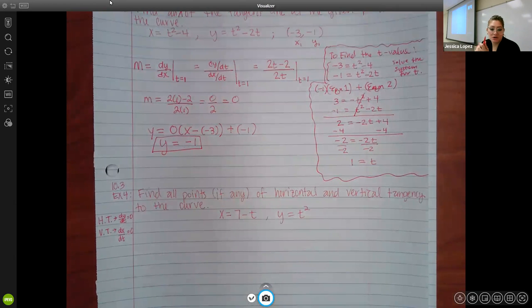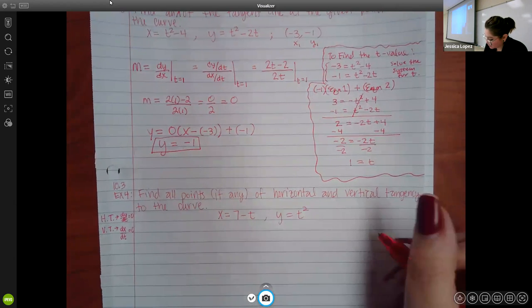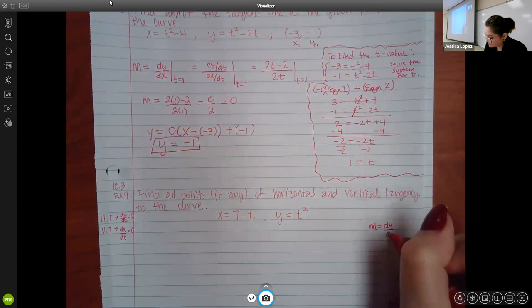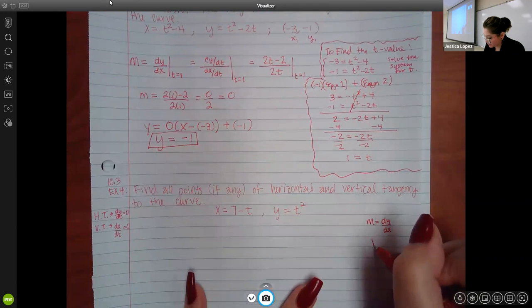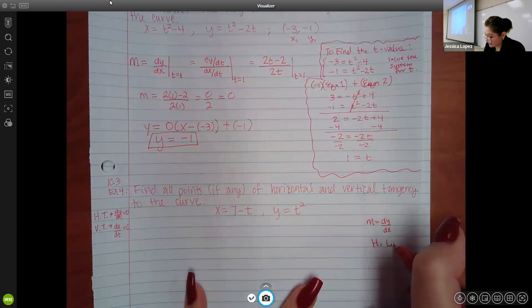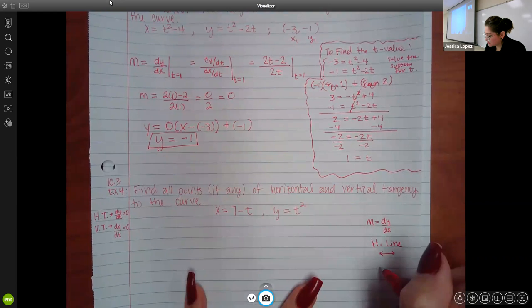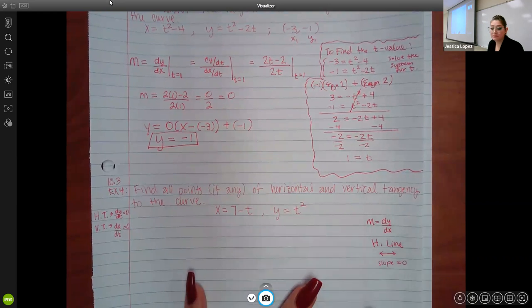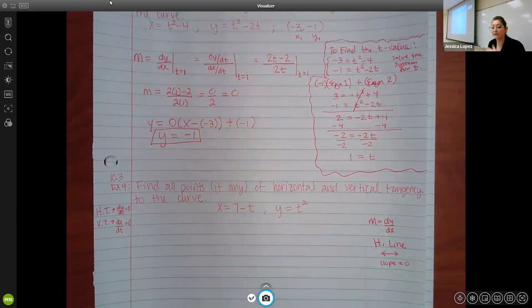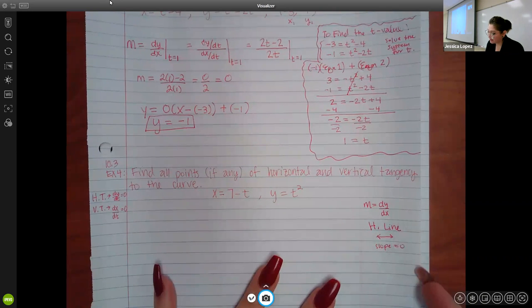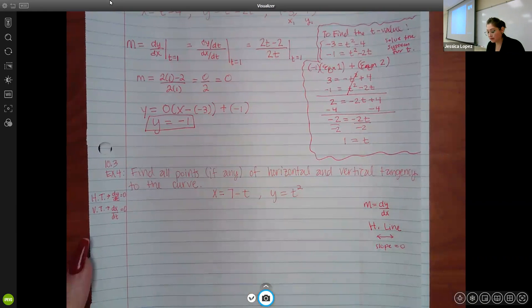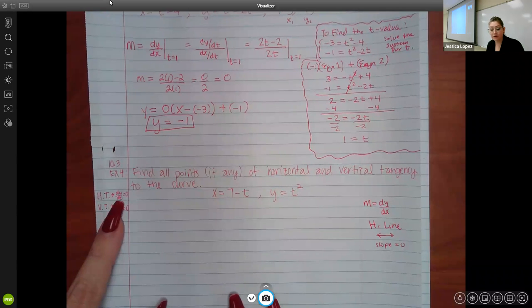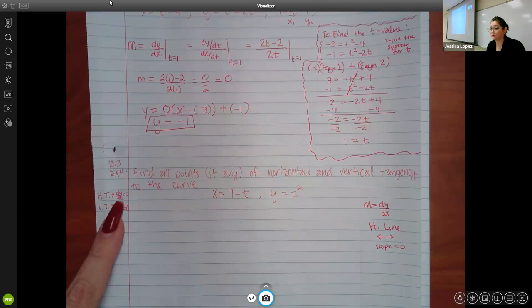Okay, so this one, I put a little notes here. Remember when you're finding your derivative, when you're finding the slope, you're doing dy/dx, aren't you? In order to be a horizontal line, that goes like this, isn't the slope equal to zero? There's no incline and no decline. Well, how does that happen? That only happens when the numerator is equal to zero. So when you're finding your horizontal tangency, you're only figuring out where dy/dt equals zero.